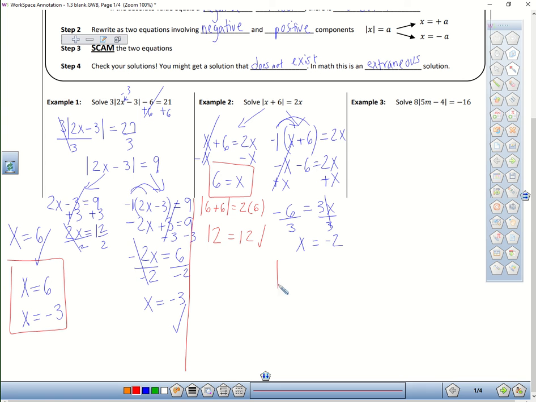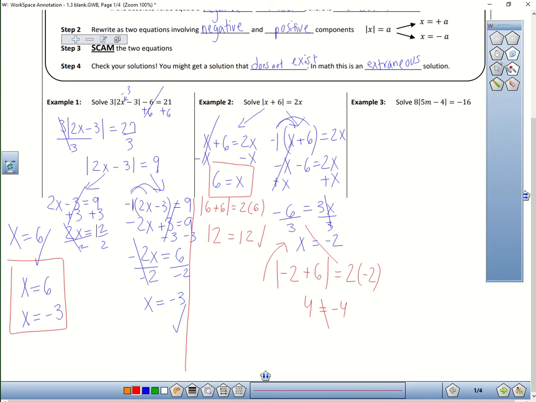Over here we'll do the same thing. |-2 + 6| equals 2 times negative 2. Well, that gives me 4. Absolute value of 4 is 4, which is equal to negative 4. Now that's not a true statement, so this is actually an extraneous solution right here. So this solution is rejected, and this is our only solution.